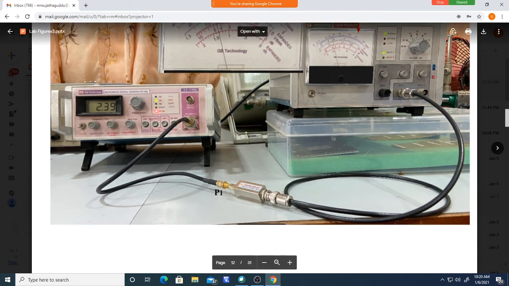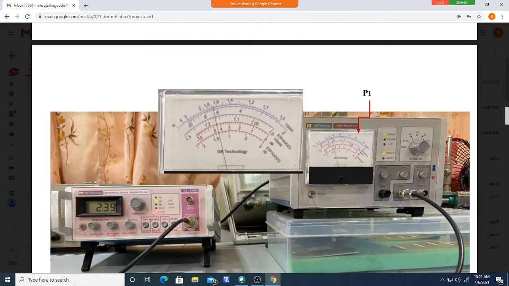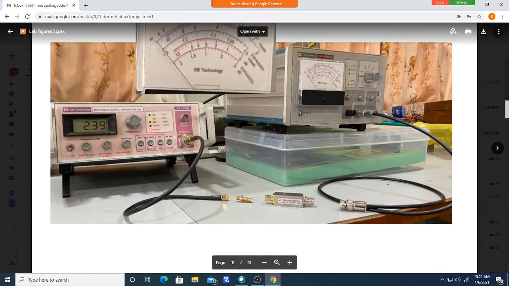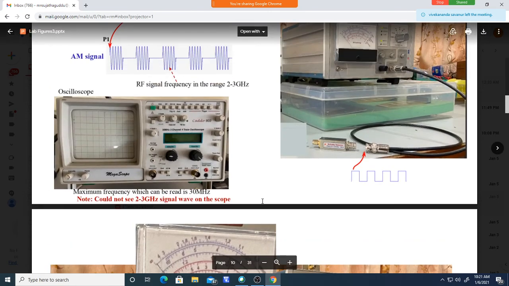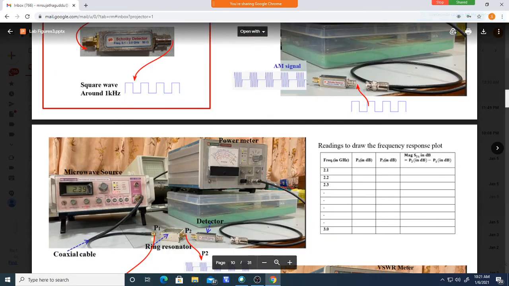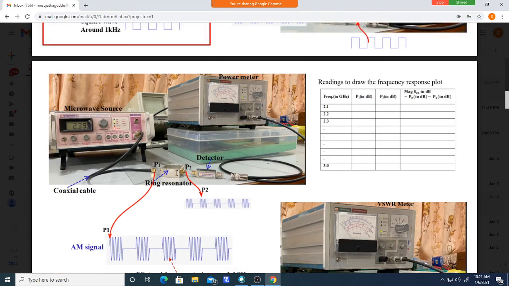See how to measure the input power here, P1. Okay, output power. We are applying this power to our devices. Our device is there, for example, this is our device. We should measure the input power.